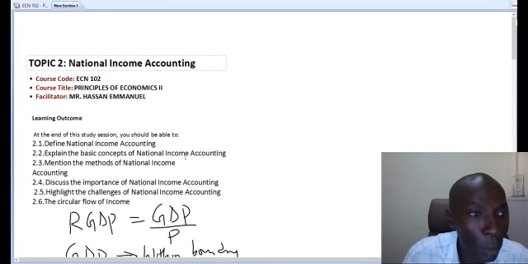By the time we will be rounding up this class, you should, by way of learning outcome, be able to define national income accounting. Secondly, be able to explain basic concepts of national income. Then three, be able to explain the methods of national income estimation. Four, be able to discuss the importance of national income accounting. Five, highlight the challenges of national income accounting. And lastly, discuss circular flow of income.